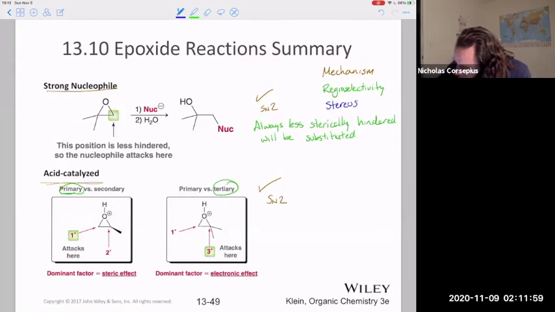And in terms of stereoselectivity, because these are SN2s, you will always have inversion of your stereochemistry.